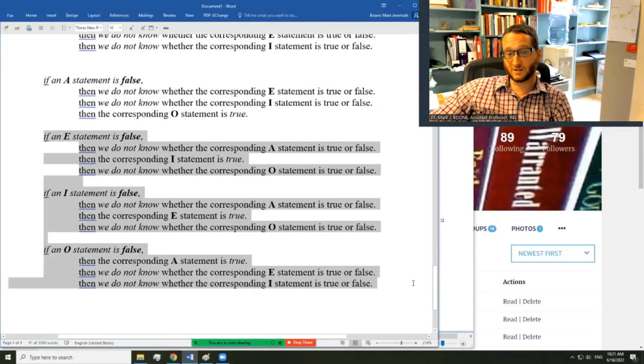If an E statement is false, its corresponding I statement is true, and we don't know anything about the corresponding A's and O's. If an I statement is false, its corresponding E is true, and we don't know anything about the corresponding A and O. If an O statement is false, its corresponding A statement is true, and we don't know anything about the corresponding E and I.